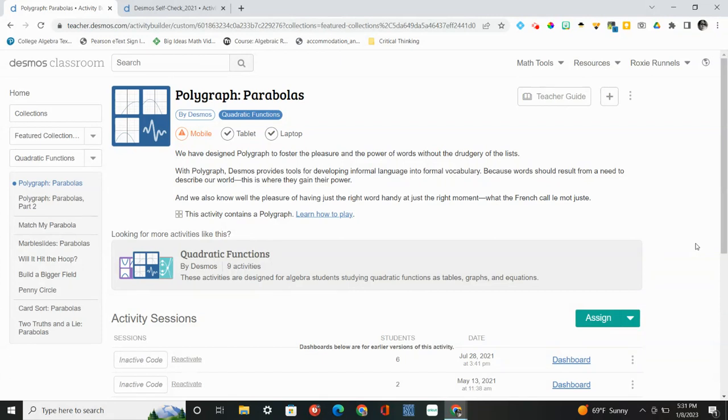It's really hard for me to narrow down to just one, so I'm going to share with you a few of my favorites. Of the ready-made activities in Desmos Classroom, I think that the polygraph is my favorite thing to do with students for several reasons. First of all, it is an activity that's already built. There's nothing that the teachers need to build on their end, it's already completely done, ready to use.